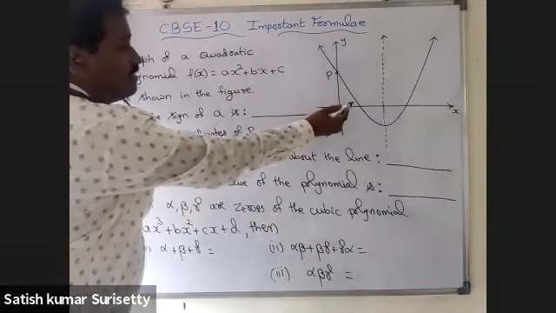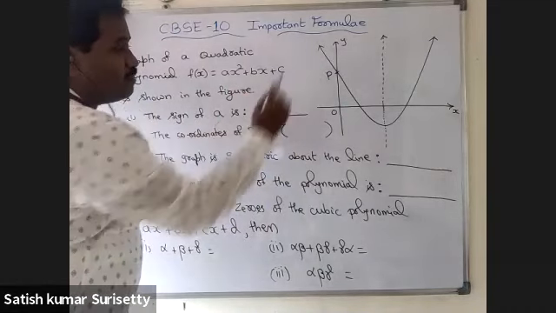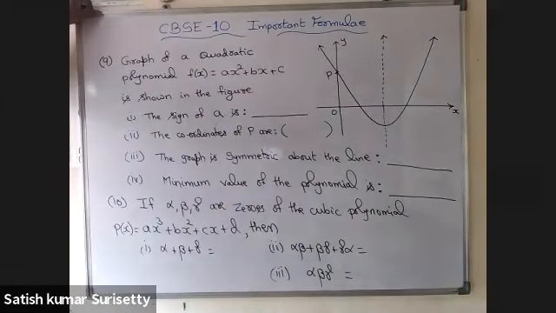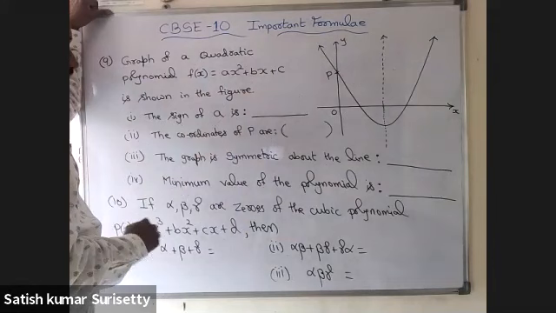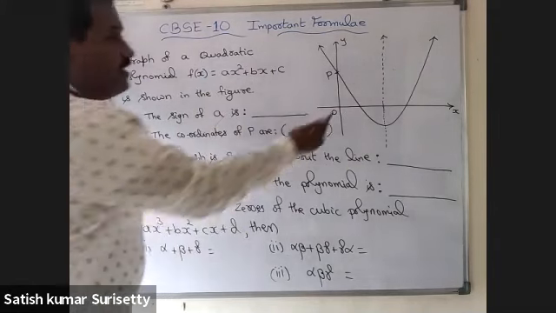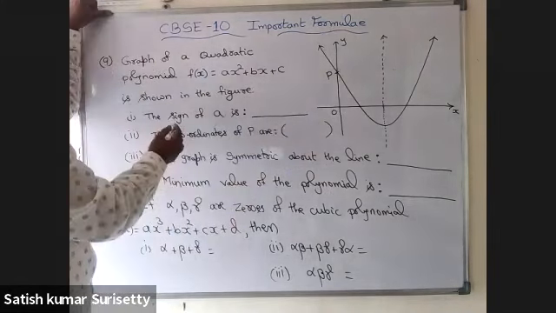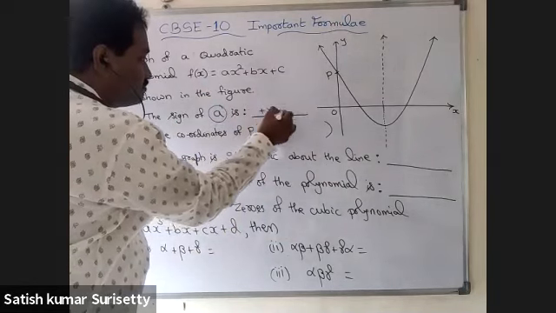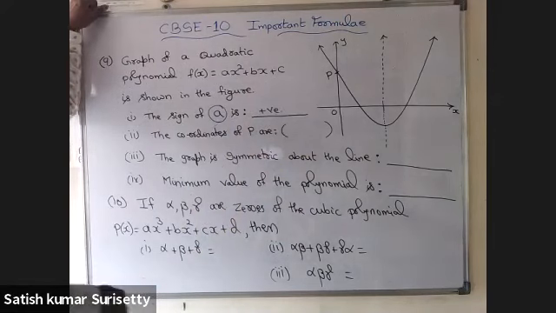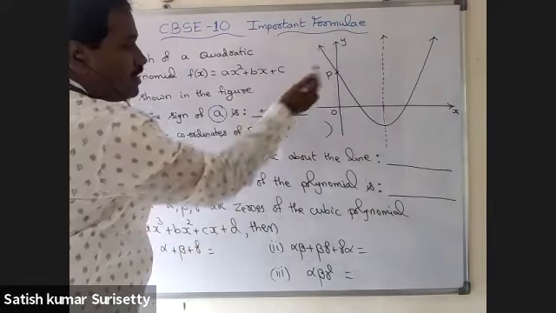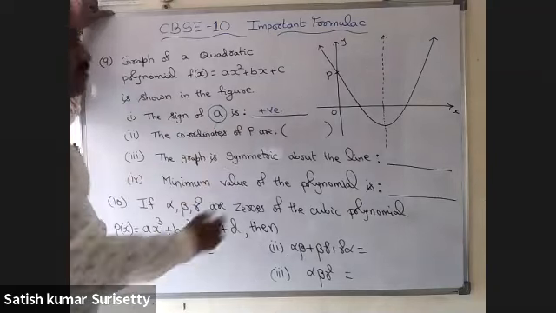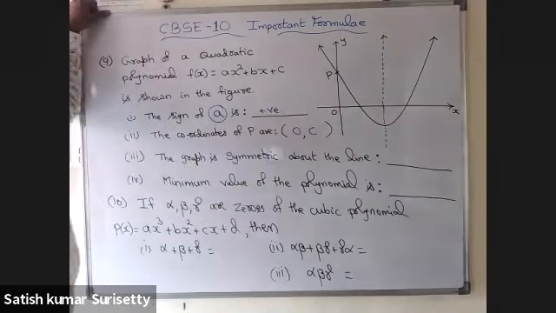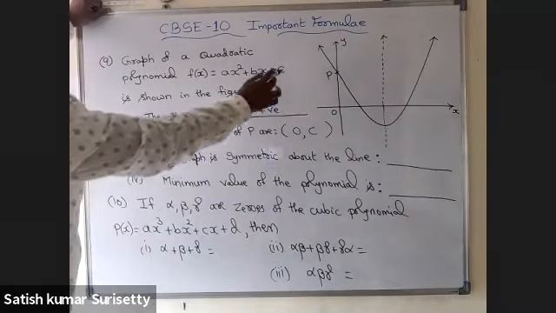Now, here the graph is intersecting the y-axis at a point P and it is symmetric about this line. Now, first one, the sign of a, that is the coefficient of x square. When it is open upwards, the coefficient of x square, a, must be positive. Now, when it is intersecting the y-axis at a point P, the coordinates of P will be: x coordinate will be 0 and y coordinate will become c. That is, when x is 0, f of 0 is c.